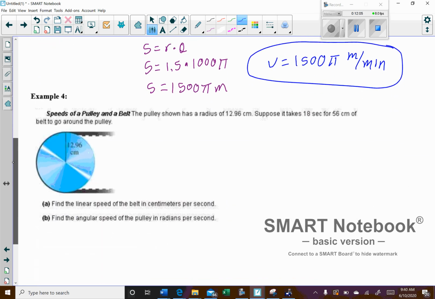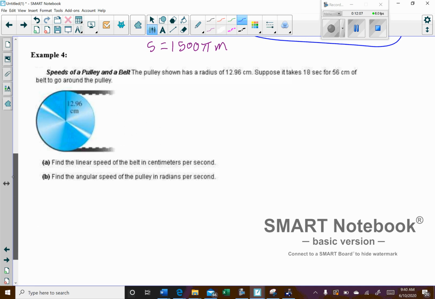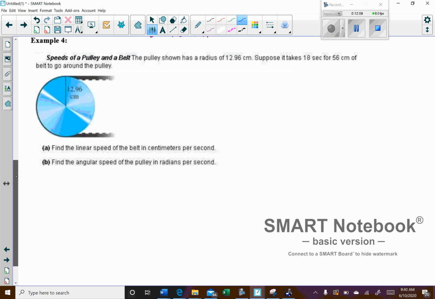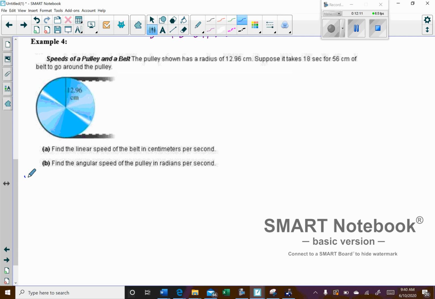All right, our next example down here. So the speed of a pulley in a belt. The pulley shown has a radius of 12.96. Suppose that it takes 18 seconds for 56 centimeters of belt to go around the pulley. So 18 seconds for 56 centimeters to go around the belt. Basically, they're telling you the arc length over that amount of time right there.